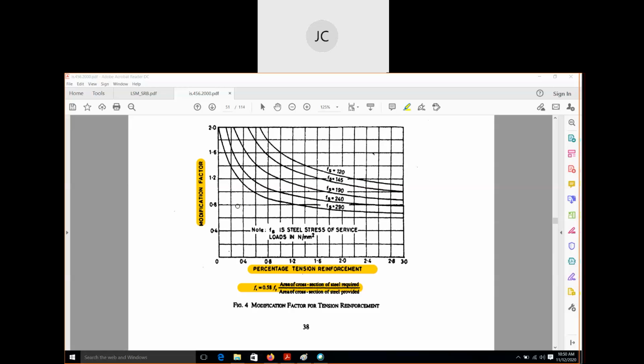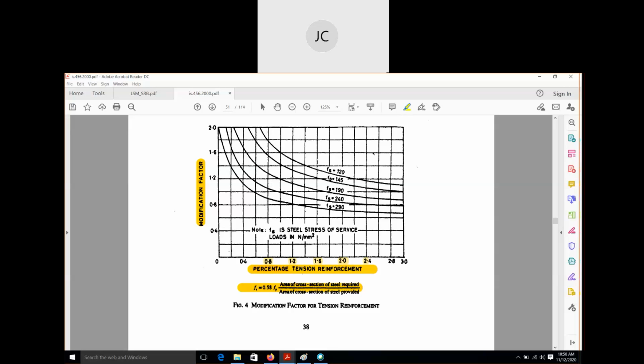Okay, so now you see. What is the percentage of tension steel? It is 0.8. That means for 0.8, we have to find this value along this line. Are you understanding what I'm trying to say? The percentage of steel is 0.8, so for 0.8, this is the line. Along this line, we have to see.